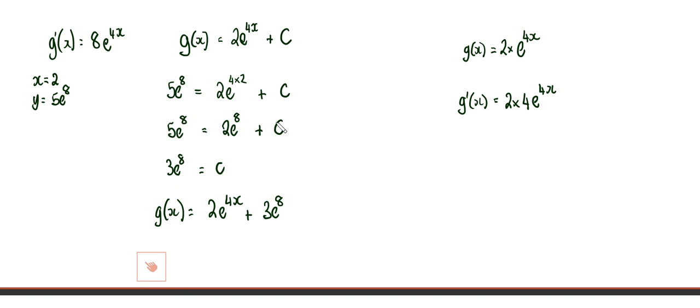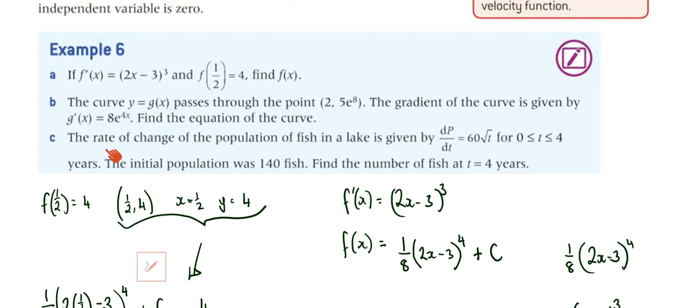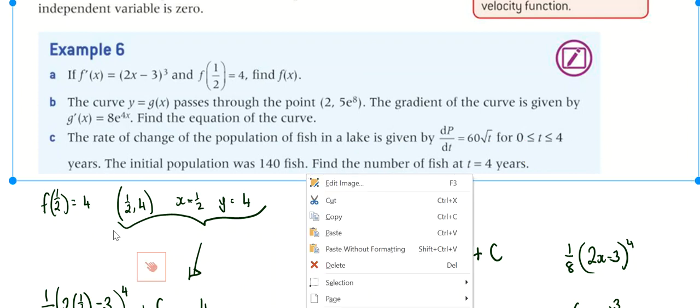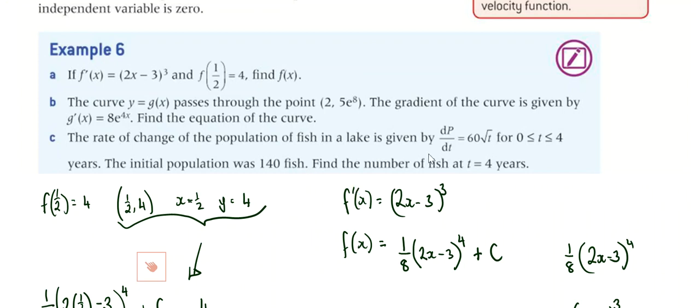Okay, going all right? Okay, let's look at the third one then. The rate of change, another way of saying the gradient. The gradient of the function population is given by dp dt is that function. So that's another way of just saying f dash of x, but we've got p's and t's instead. It's valid between 0 and 4. T is in years. The initial population was 140. Find the number of fish when t equals.